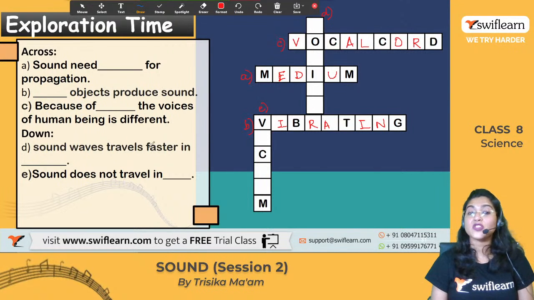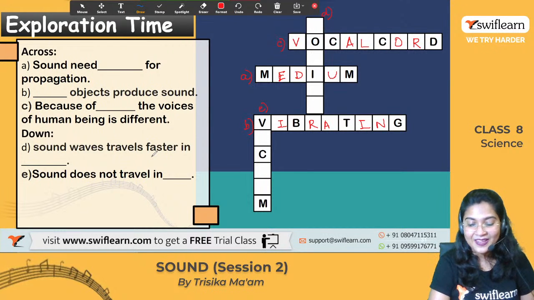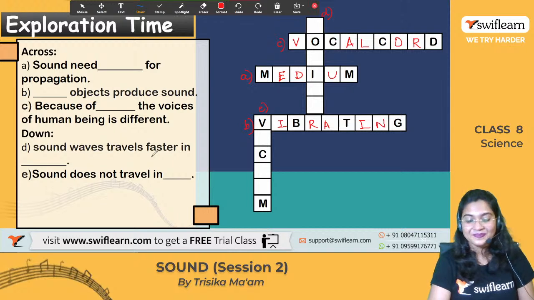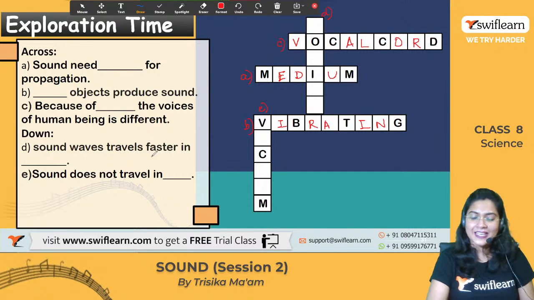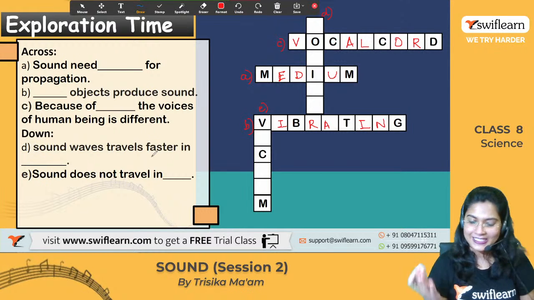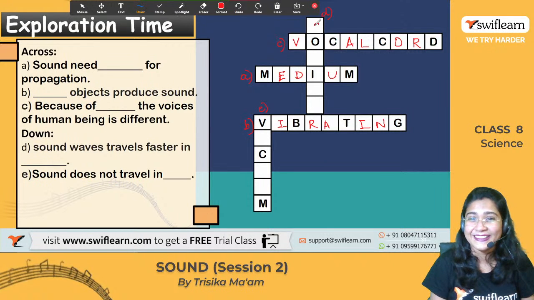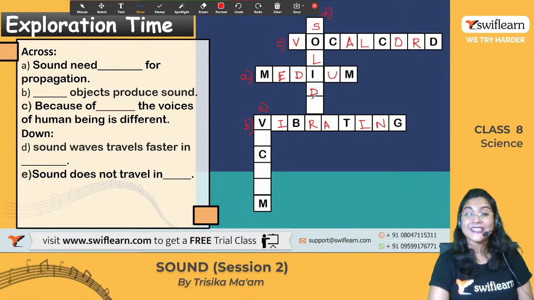Now the D asks you up and down over here. The sound waves travel faster in dash. So in which medium does sound travel faster? Yes. Hi Sonu. How are you, beta? Yes, Shivansh is asking me to wait for some time and he will give me the answer and then I will say the answer. Great. Oh, you have given the answer? That is solid. Very good. The sound waves travel faster in the solid medium. Very good. And now can you tell me what is the last answer?